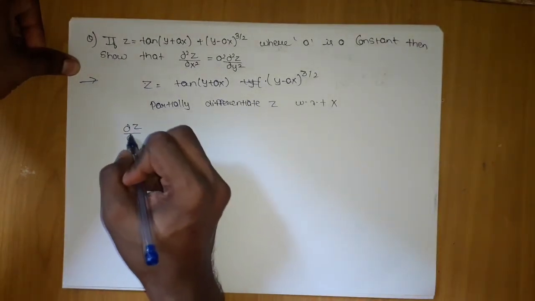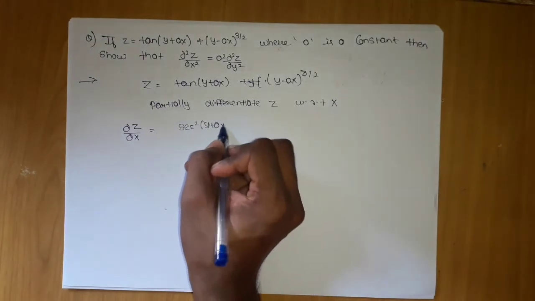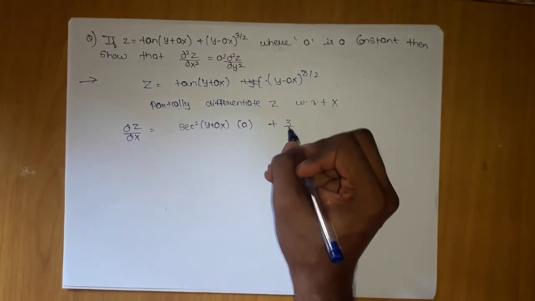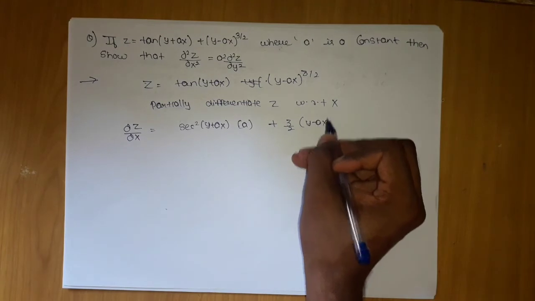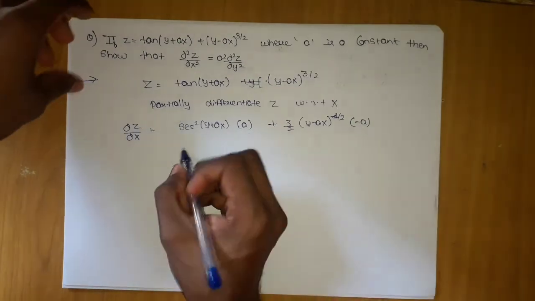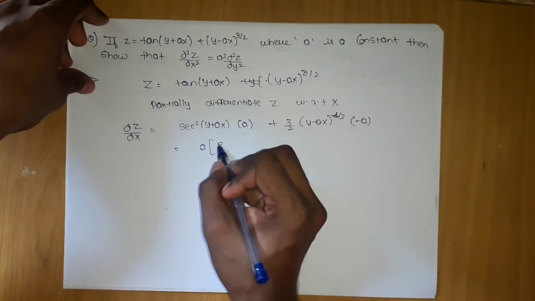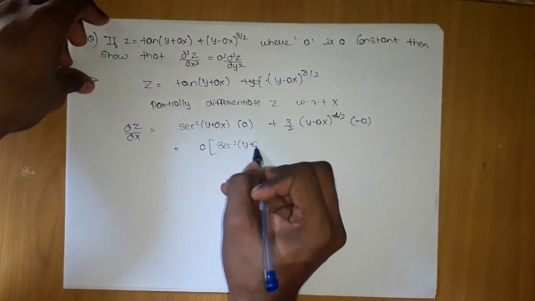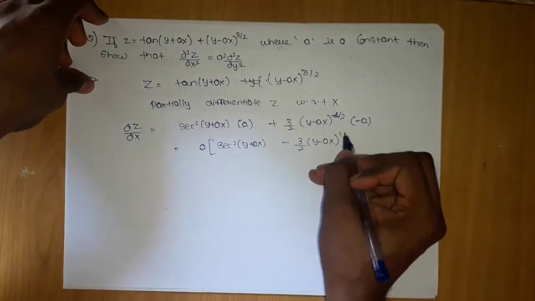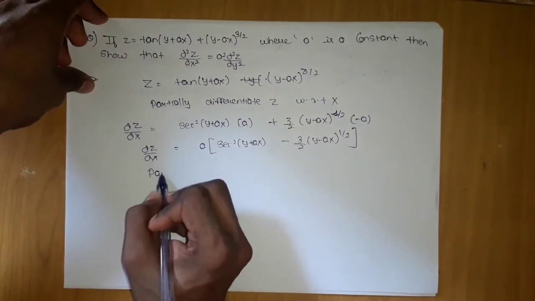So it will be ∂z/∂x, which will be nothing but sec²(y + ax), and since we are differentiating with respect to x, it will be a by chain rule. Further on here, it will be 3/2 (y - ax)^(1/2), and here minus a. So we take a common, and we are left with sec²(y + ax) - (3/2)(y - ax)^(1/2), and this is ∂z/∂x.